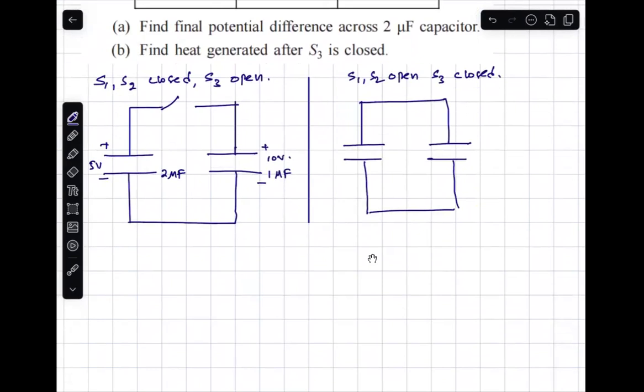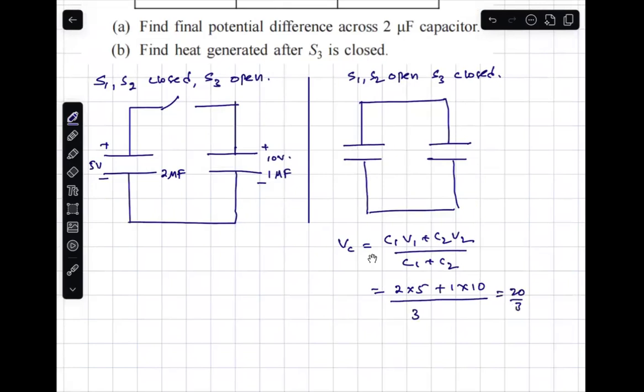What is sharing of charge between two capacitors? Which case? Like plates aside or unlike plates aside? Like plates aside. What is the formula for common voltage in this case? C1 V1 plus C2 V2 by C1 plus C2. Now it is 2 into 5 plus 1 into 10 by 3. This is 20 by 3 volt. Any doubt? Very clear? Sure?